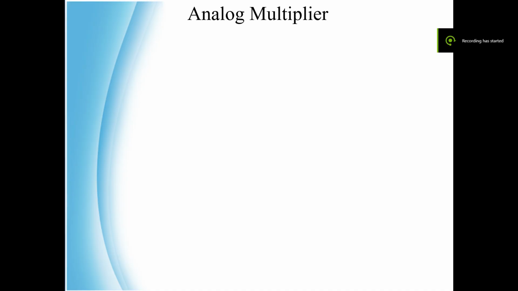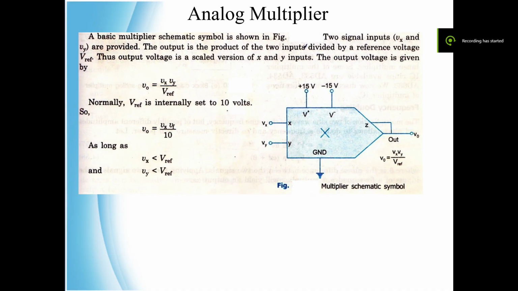Analog multiplier. A basic multiplier schematic symbol is shown in the figure. Here, two input signals Vx and Vy are provided. The output is the product of the two inputs divided by a reference voltage Vref. Thus, the output voltage is a scaled version of the X and Y inputs.